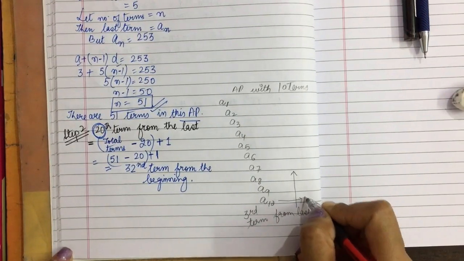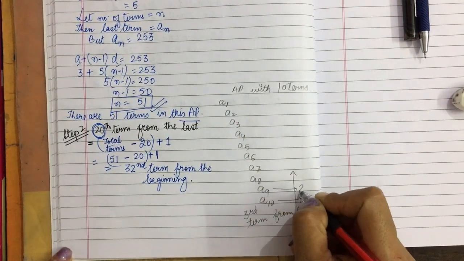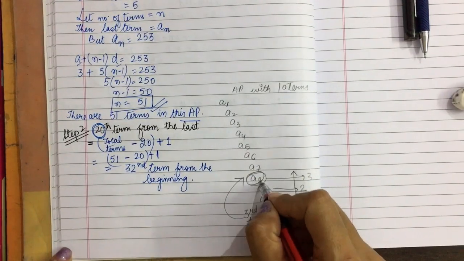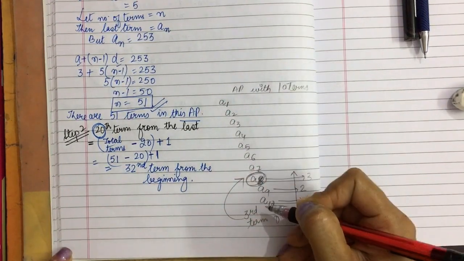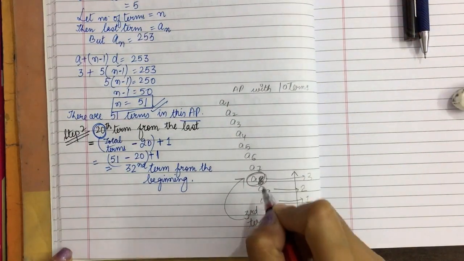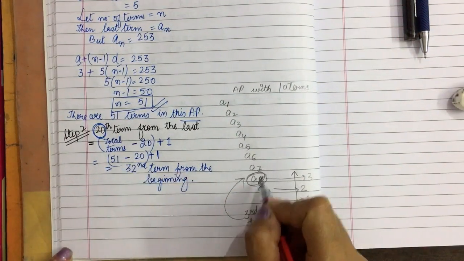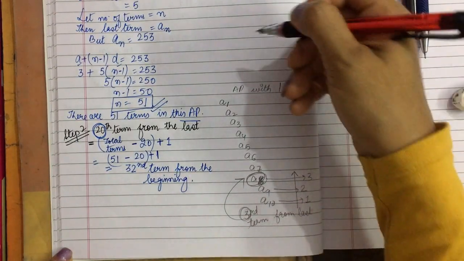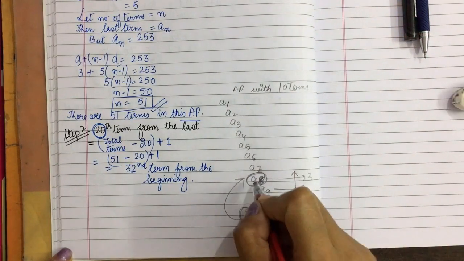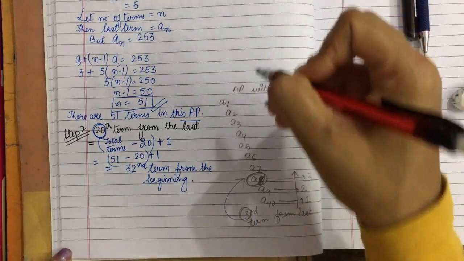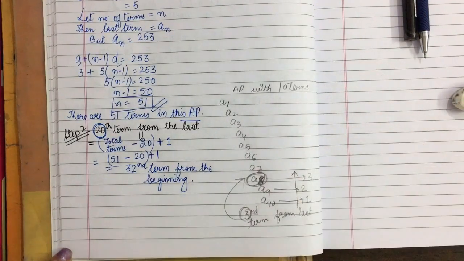So this is the first term, this is the second term, and this is the third term. So this is the third term from the last. And if you look at its position from the beginning, from the last it is third, but from the beginning it is eighth. So what's the relation here between the position from the end and the position from the top? This value has two positions. If we start counting from the last, it is third, but if I count from the beginning, it is eighth. And what's the relation between the two positions?